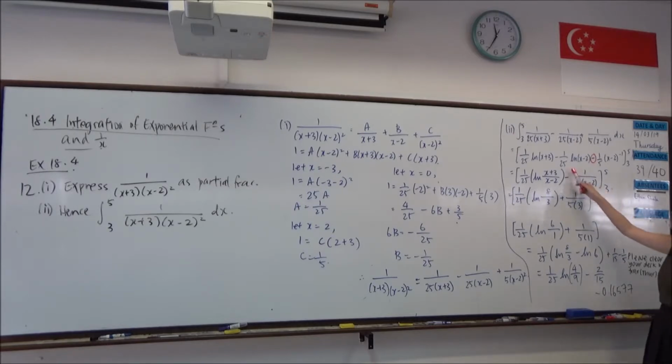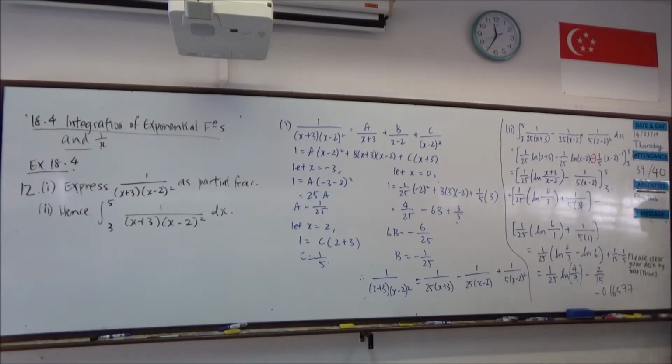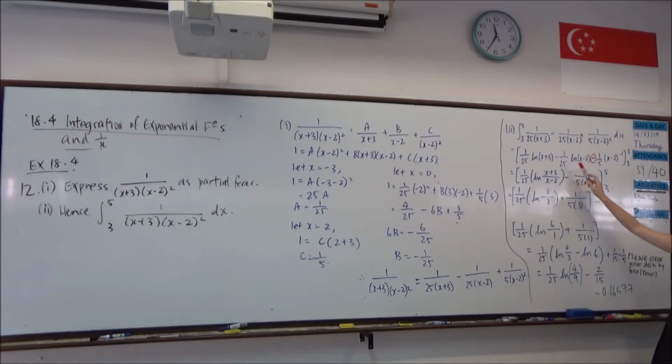Over here, I decided to simplify the things inside first. It is up to your personal choice whether you want to simplify it first or not. If you choose not to, it is perfectly fine as well, as long as the answers are equivalent. In this case, I could factor out 1 over 25, so I'm looking at ln x plus 3 minus ln x minus 2. When two logarithms are a difference of one another, the logarithm will be ln of x plus 3 over x minus 2. That is where I apply my logarithm laws.